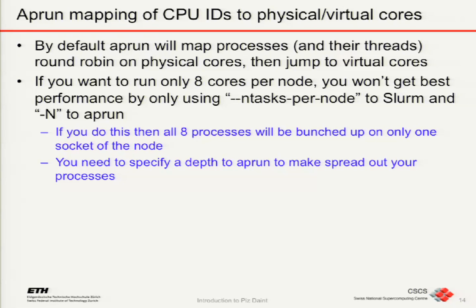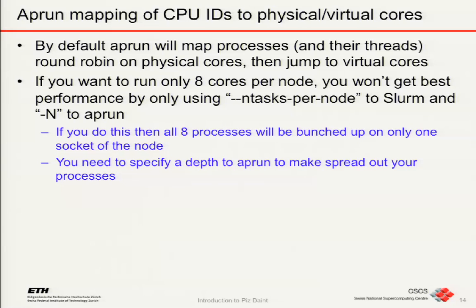But let's say on this XC30 you want to run only 8 cores per node. Perhaps you need some more memory, 4 gigabytes instead of 2 gigabytes per process. You won't get the best performance if you just put -N8 onto your aprun line, because it's still doing what I mentioned here. It just maps your processors onto the physical cores as it sees them. And so that means by default, you've said I only want 8 processors, but they will all run on the first socket, and the second socket, all that lovely memory bandwidth, all those nice vector operations and so on, none of it will be touched. It will all just be left idle.